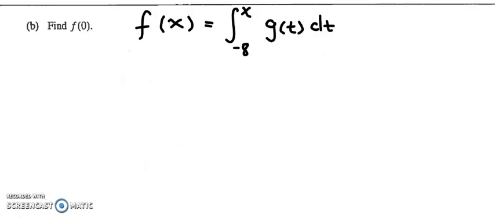For part B, we're going to find f of 0, and once again we're going to use that key: f of x equals the integral from negative 8 to x of g of t dt. However, we're going to change our x to 0 because we're looking for f of 0. So in other words, f of 0 is equal to the integral from negative 8 to 0 of g of t dt, and we're just going to use our graph to get that.